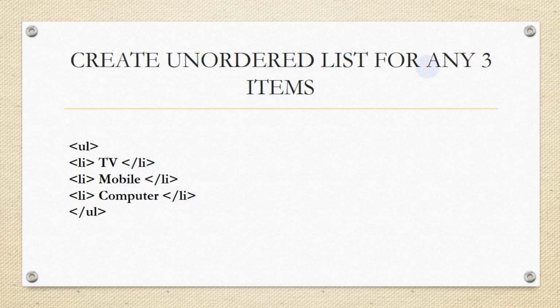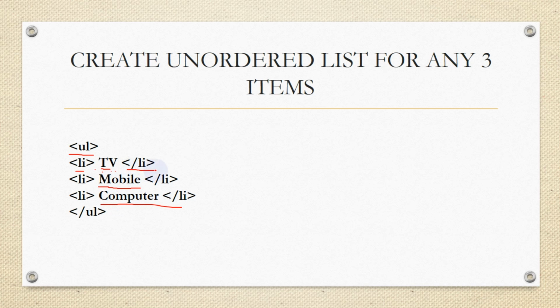Next we have the unordered list practical. Here I have written: create an unordered list for any 3 items. Here I have taken TV, mobile and computer. As you can see, I have taken the UL tag first, then I have used the li tag, and I have entered the item name, and then I have closed it.